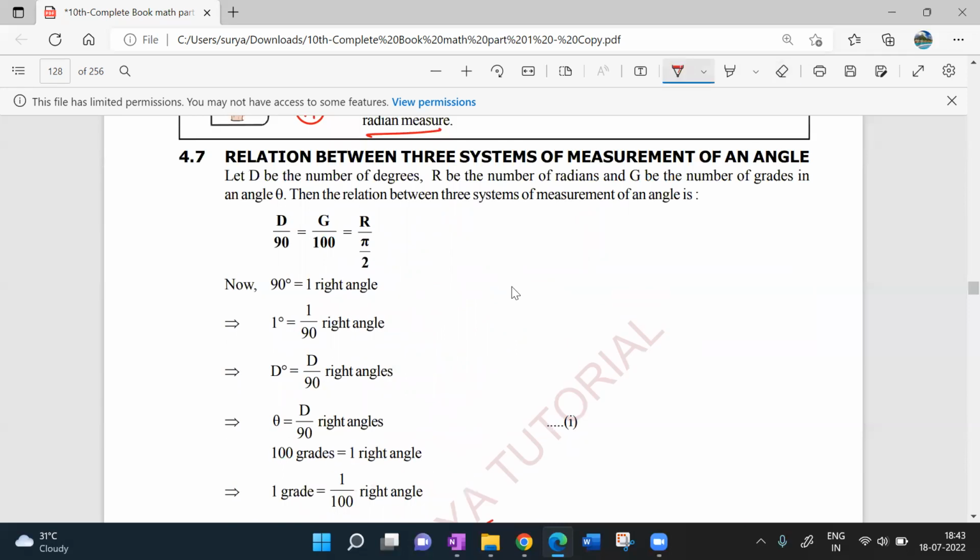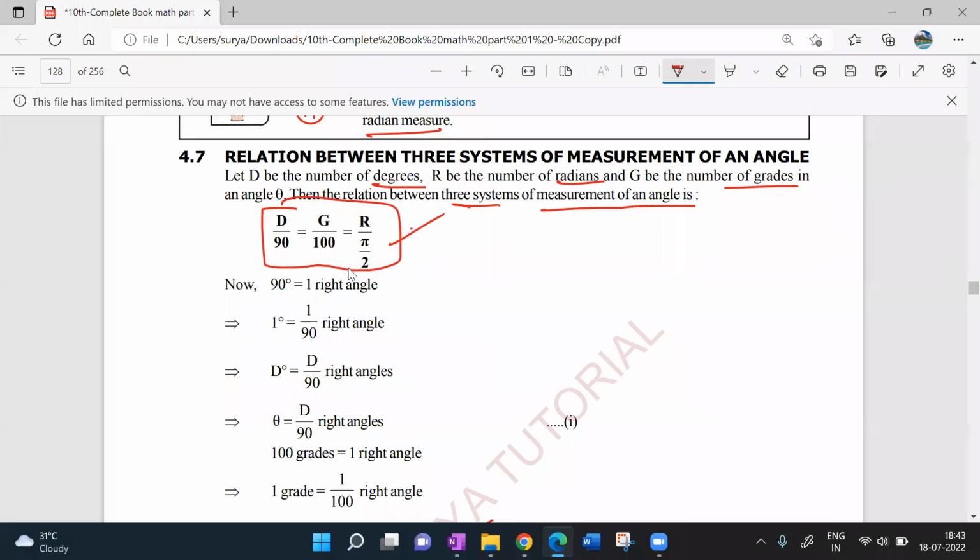Now d by 90 is equal to g by 100 is equal to r by pi by 2. So d is what? Number of degrees. R is what? Radians. G is what? Grades. Degrees, grades, radians. The relation between the three systems of measurement of angle is d by 90 equal to g by 100 equal to r by pi by 2. I can equate any two of these. Since these three terms are equal or not?